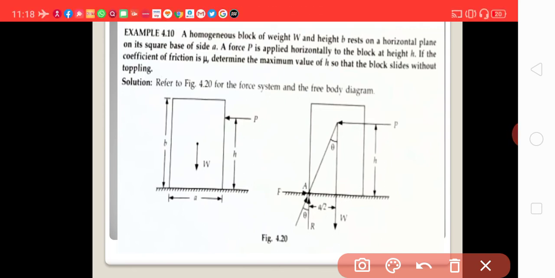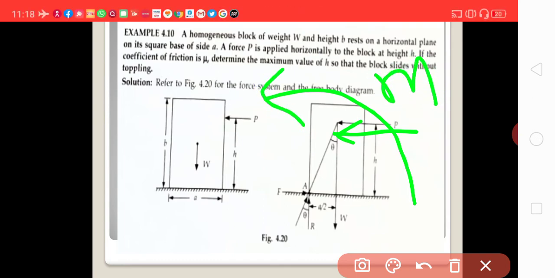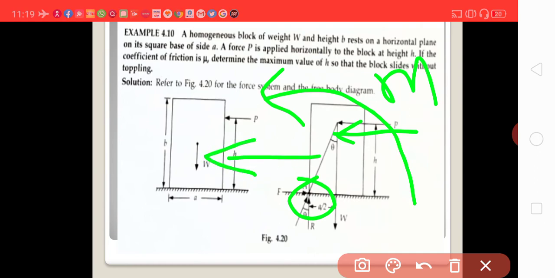When you apply a push here, the block will tend to topple like this. There will be a moment like this, about this point. So we want that this block should not topple. Then what force is applied and what should be the height h, so that it is not toppling but is getting a motion like this. We want to know. Okay.